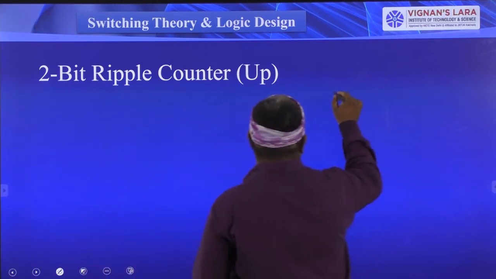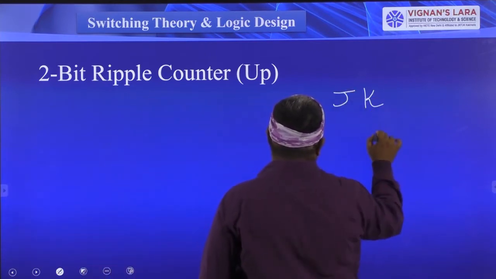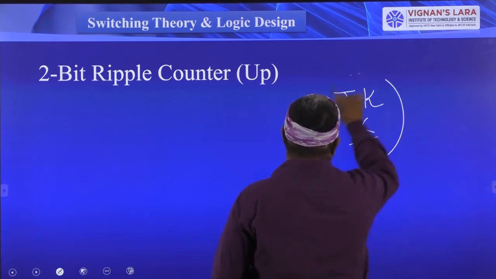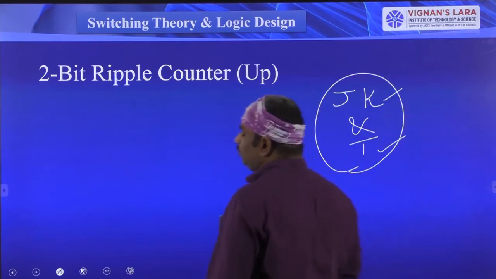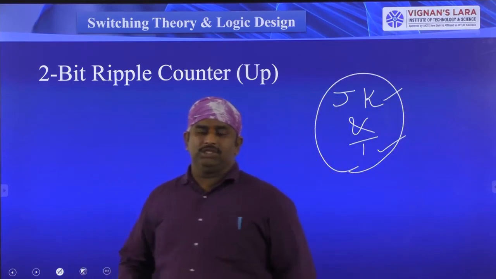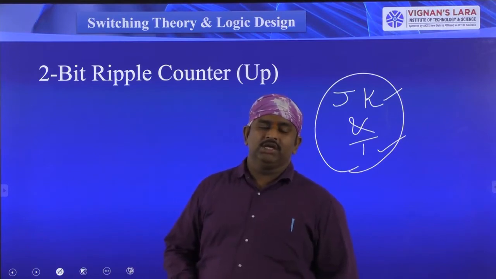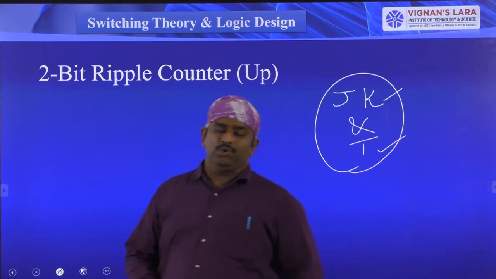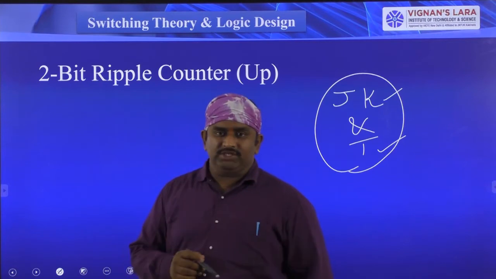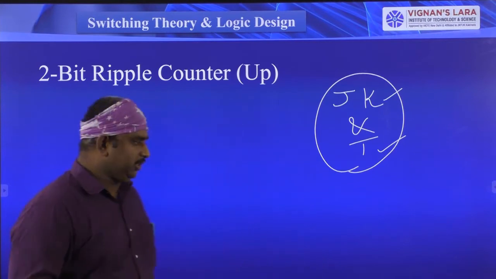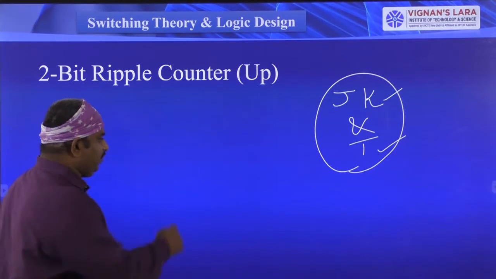So these 2 flip-flops, the JK flip-flop and the T flip-flop, we can use for counters. For simplification, we generally use the T flip-flop. First, let us see what the T flip-flop operation is. So first draw the T flip-flop.